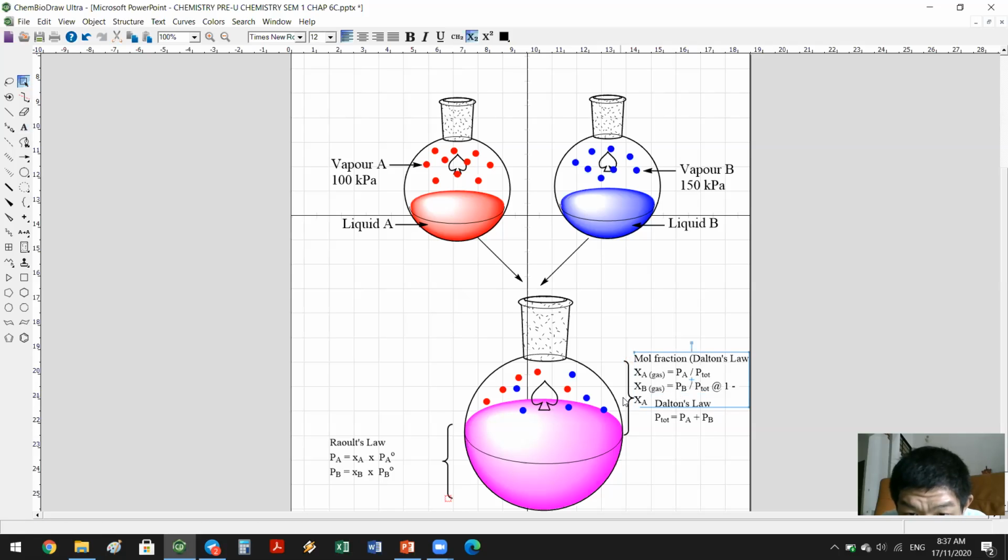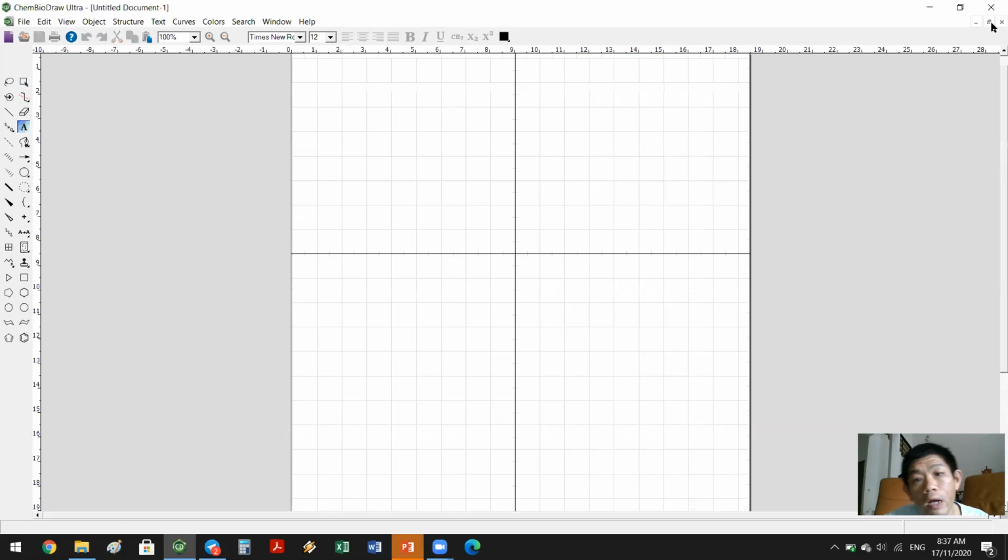Okay. Let me see. Sorry, this is a little bit messy here. So generally, these are the 3 basic steps that you have to know to calculate the vapor pressure of pure A and also pure B in here. Okay, let's go back to the slide.